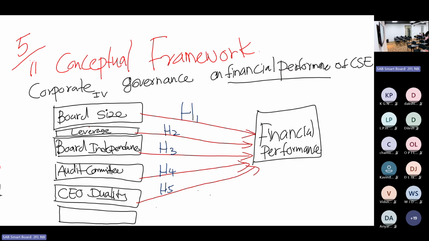H2. Write down the H2. There is a significant impact of board independence on financial performance of CSC companies, as per the results.